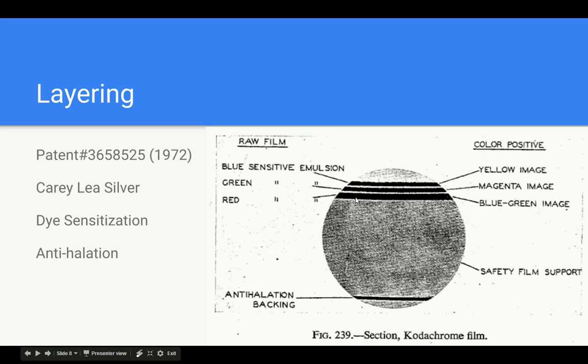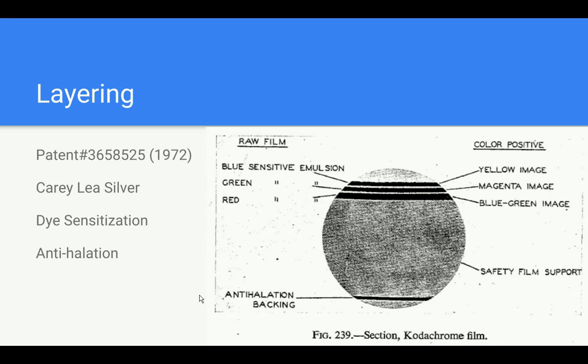And beneath that you had the plastic base, and on the very back, on the bottom side of the film, you had what's called an anti-halation backing. That was used to essentially block any light from reflecting off the back of the film back into it, to stop any double images, or ghost images, I guess you could say, from being created.